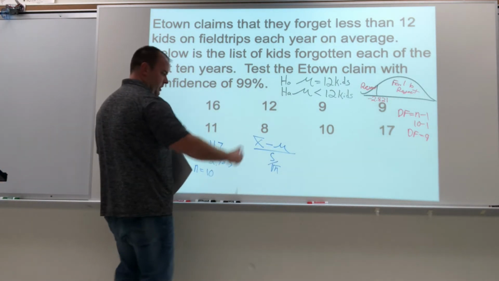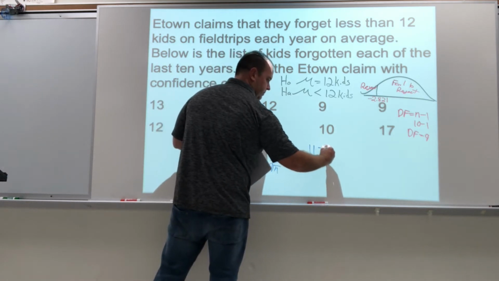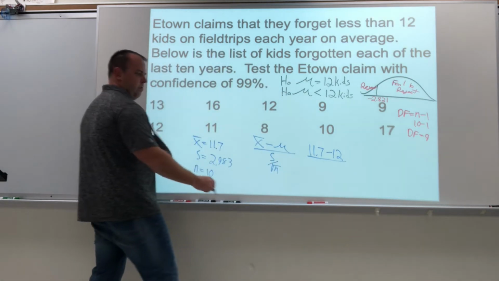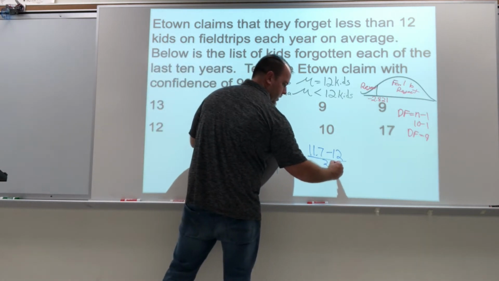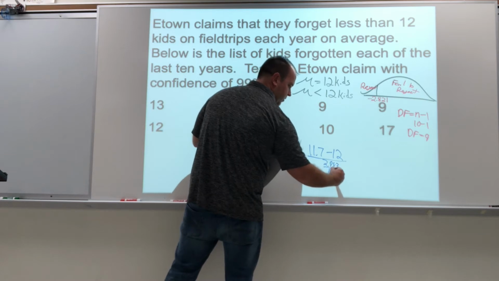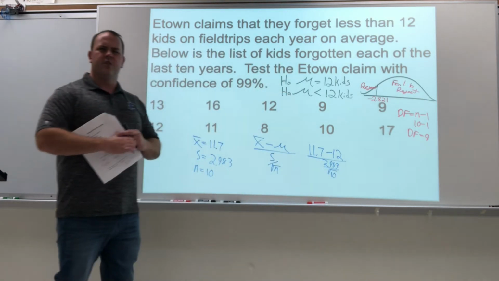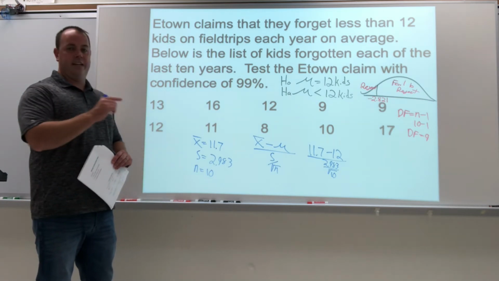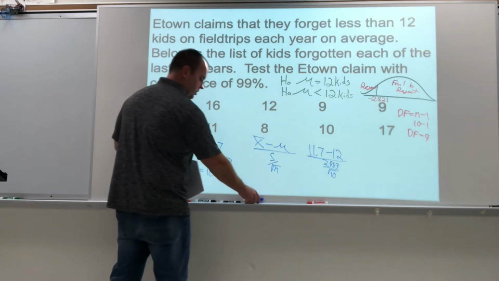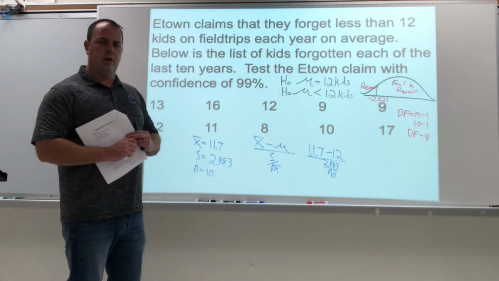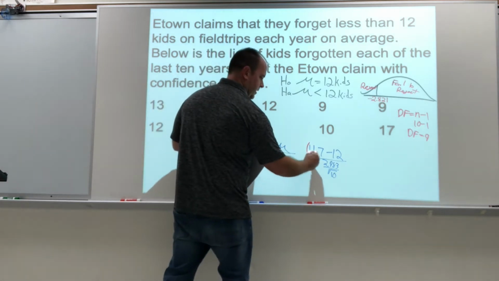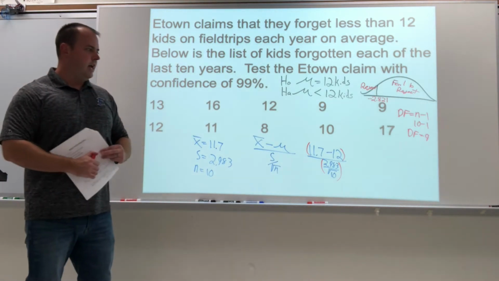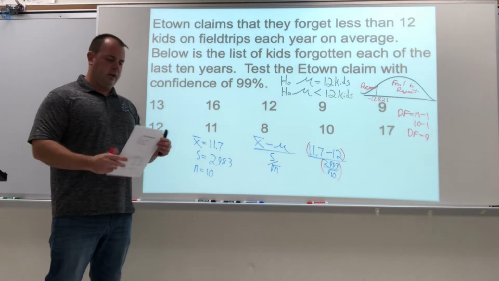So if I take all this and plug it in, 11.7 minus 12 divided by 2.983 divided by square root of 10. Now make sure you're doing square root of 10. Sometimes students will put 9 in there because of the degrees of freedom. That is our n, so it's square root of 10. Don't do the minus 1. And also remember, if you're going to plug this in at one time, make sure you put parentheses around that top part and the bottom, the numerator and denominator, so you can plug it in at once.